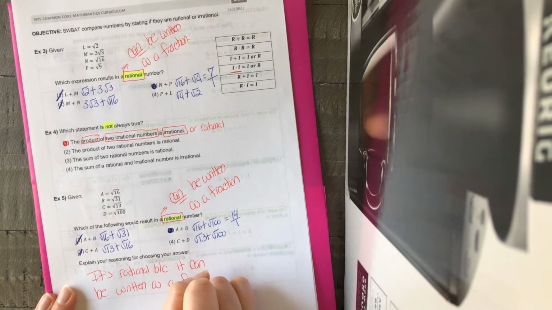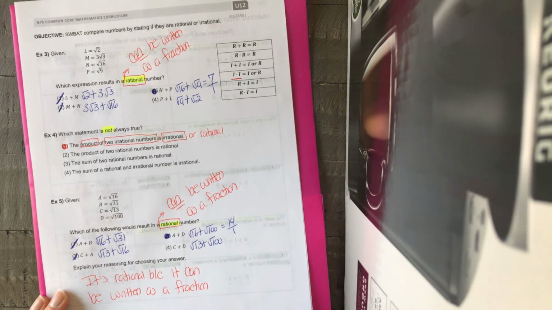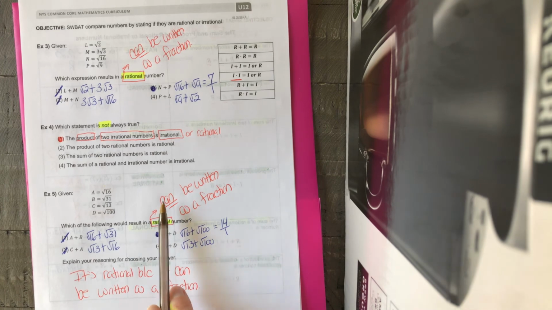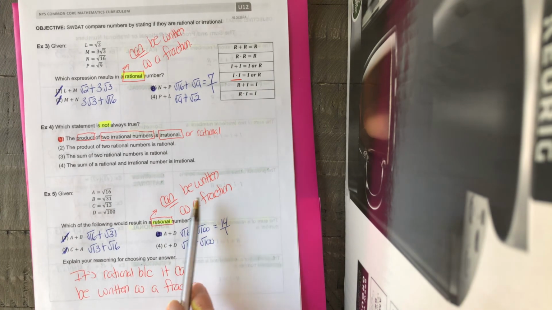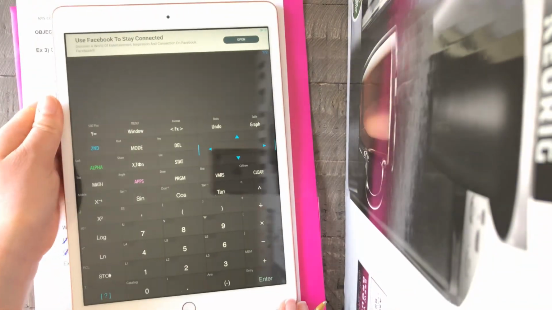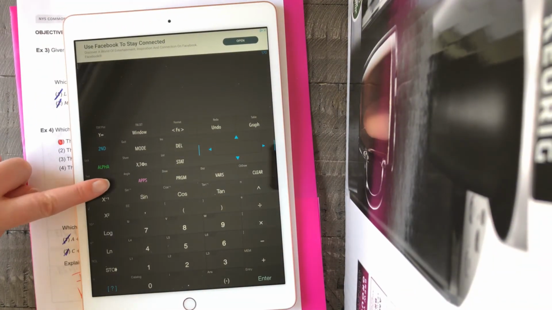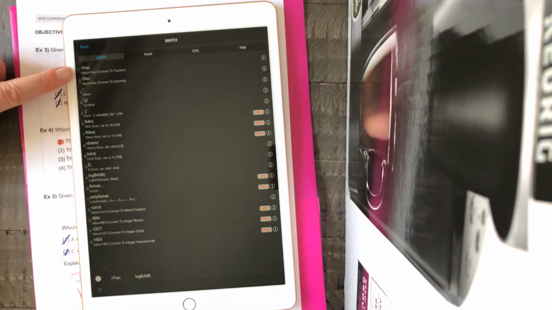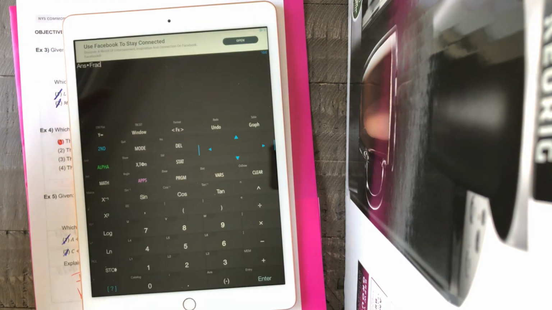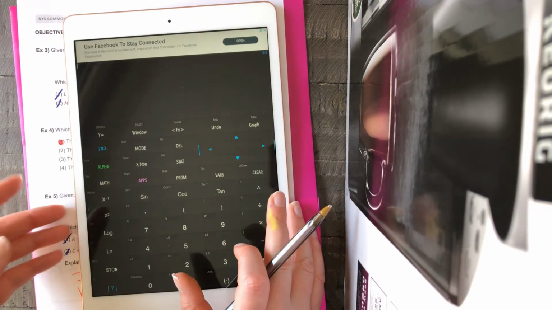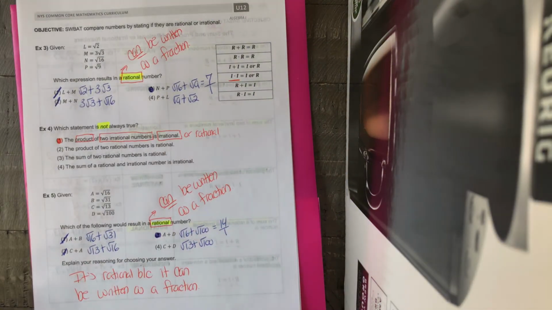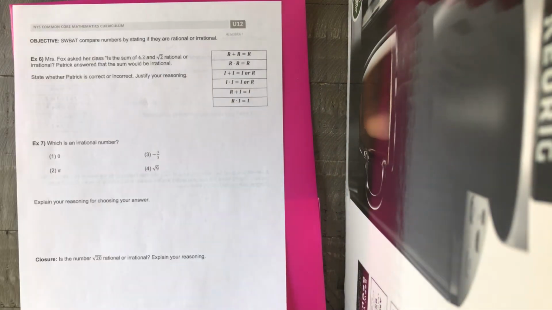And that's literally all you have to say. So this whole time you're either deciding if it can be written as a fraction or if it can't. And again, you're going to check that each and every time on your calculator by pressing the math button. And then it's the first choice, guys. It's fraction. You're just going to check it, type it, and see what happens, okay? So now let's go to the next page for example 6.